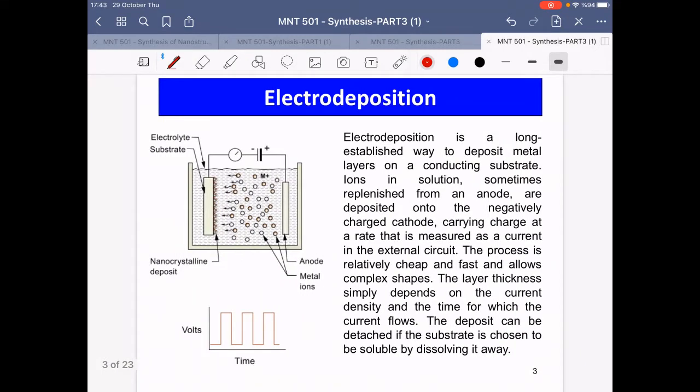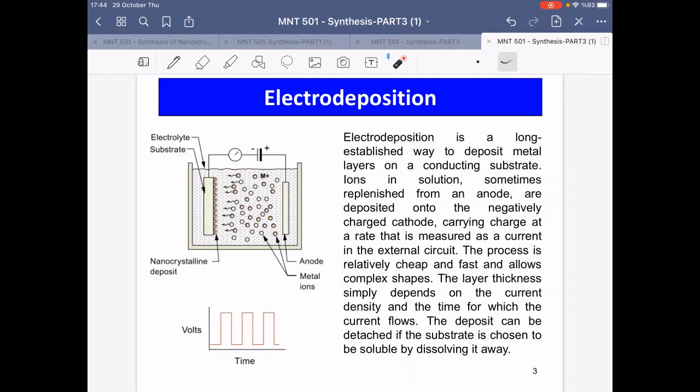Okay. So we're going to go over shortly on the techniques to make 2D materials, okay? And one way to do that is electrodeposition. It is a very well-known technique, and the common idea is that the ions in solution, sometimes replenished from an anode, and in this case here is my anode, are deposited onto the negatively charged cathode, carrying charge at a rate that's measured as a current in the external circuit.